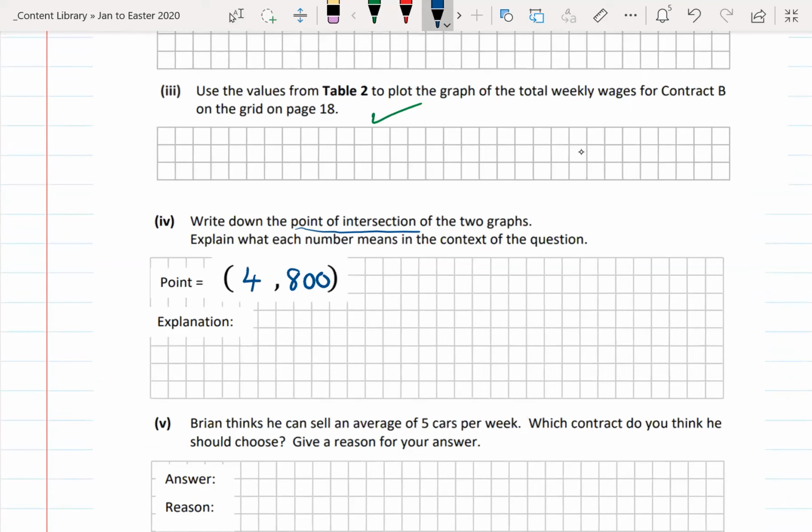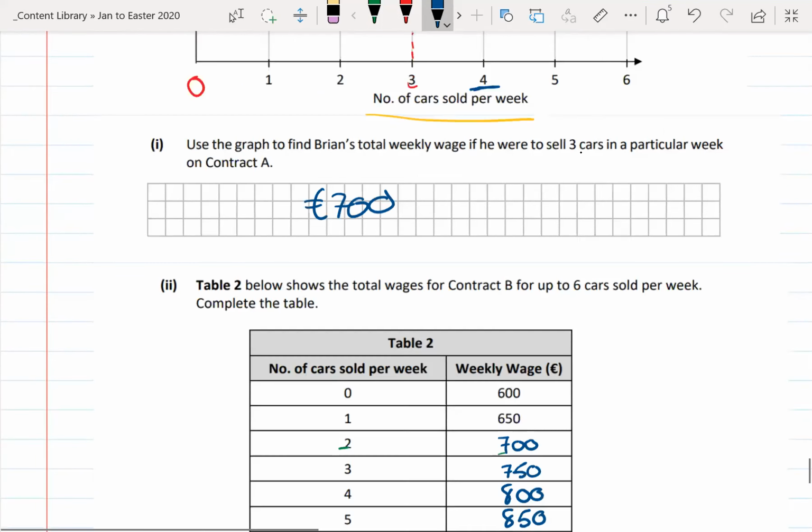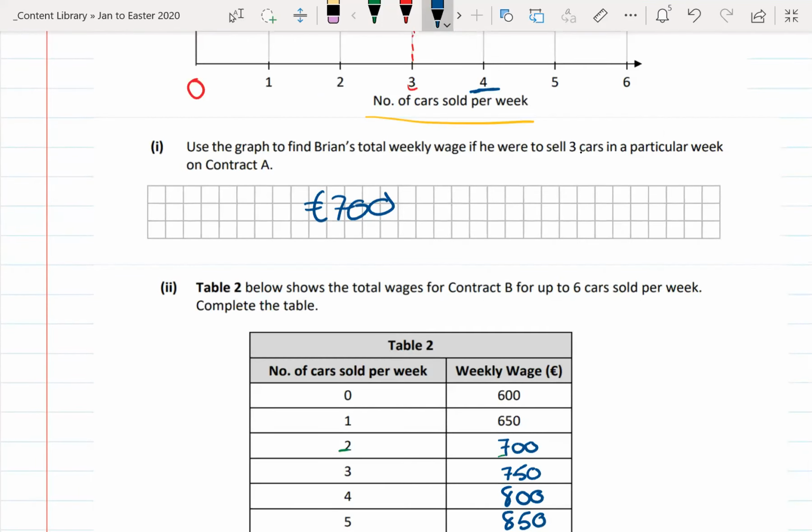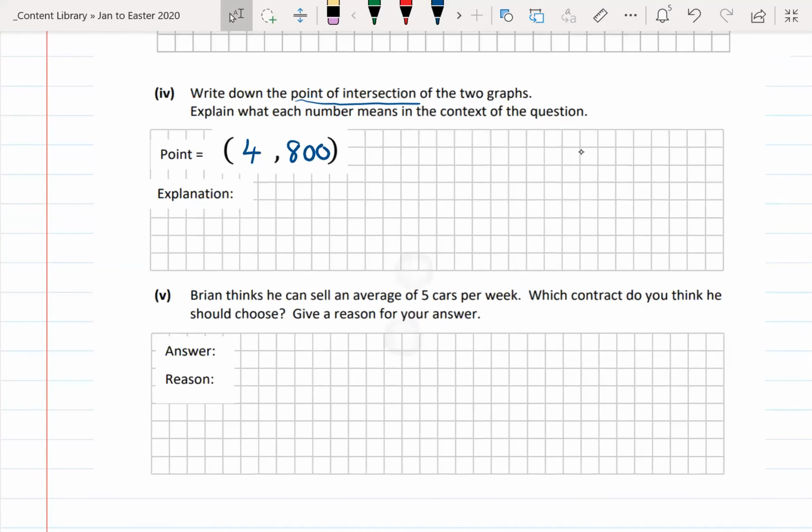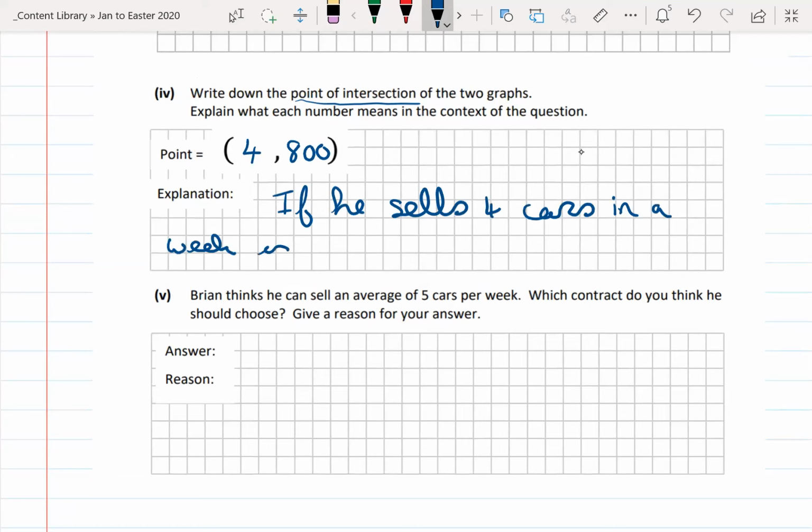So what it means is the 4 is taken from the number of cars sold per week. So if he sells 4 cars in a week, his wages will be 800.